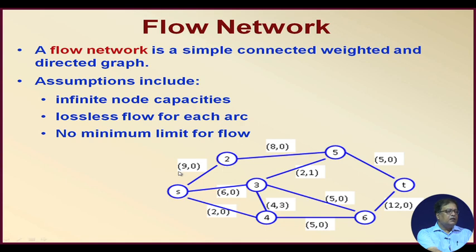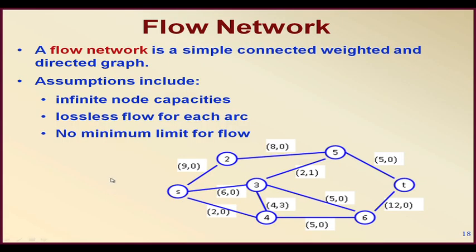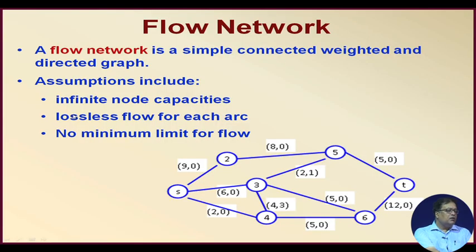So, what I said is that you join the multiple sources to a super source, and multiple sinks to a super sink, and then carry on, and all these additional edges are going to have infinite capacity. Other assumptions are that node capacities are infinite, that means no restriction on all these nodes. Then lossless flow, there is no loss of flow and no minimum limit for flow. So, these assumptions we have already seen.